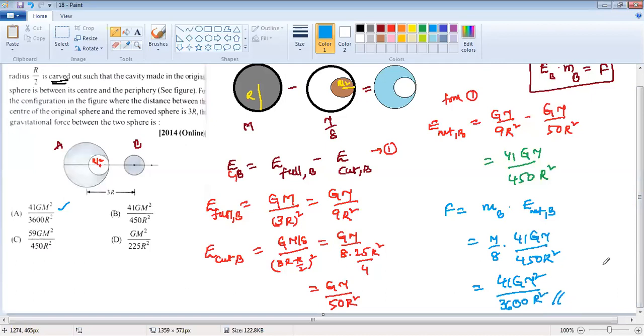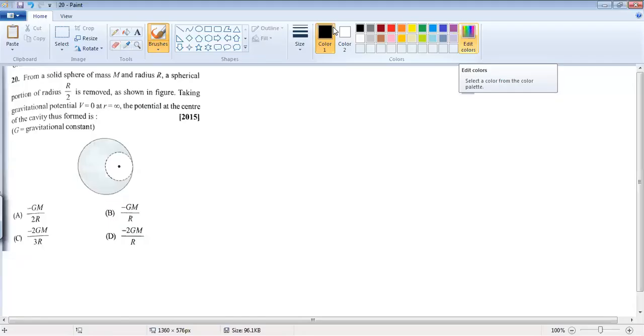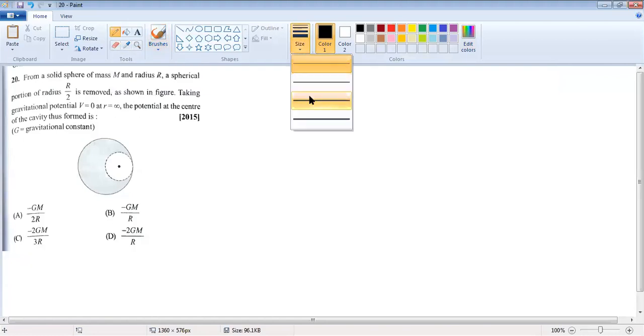Till now, we discussed two numericals on the basis of finding field. Now we move to one more numerical, given in a previous JEE Mains, on the basis of finding potential. Look at this question. From a solid sphere of mass m and radius r, now I move to that. What is the potential due to the solid sphere?